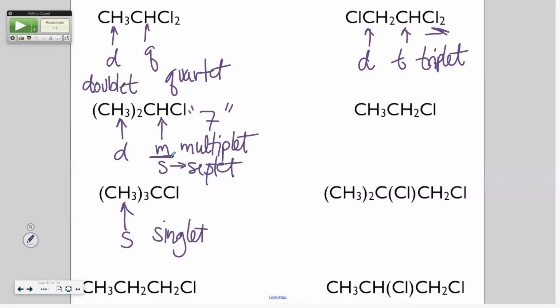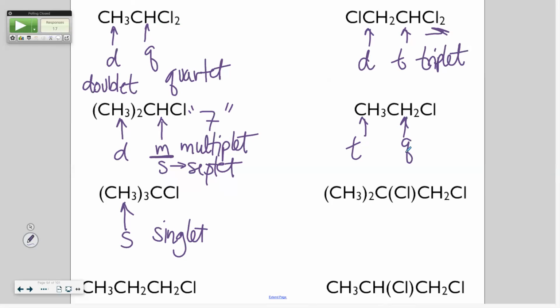Okay, what do you think about these? How many kinds of hydrogen? 2, the CH3 and the CH2. How many neighbors does this guy have? 2, so you will get a triplet. What about the CH2? How many neighbors? 3, so we're going to get a quartet. Which one is farther downfield, the triplet or the quartet? Quartet. We're getting good. We're getting better.